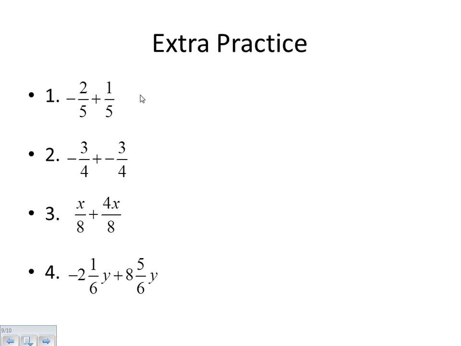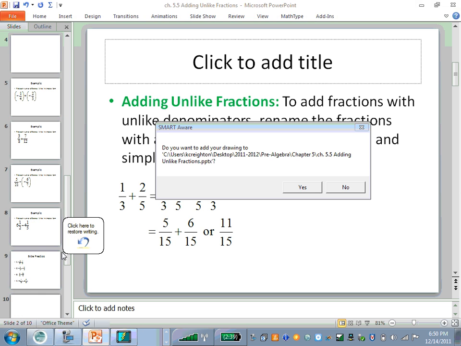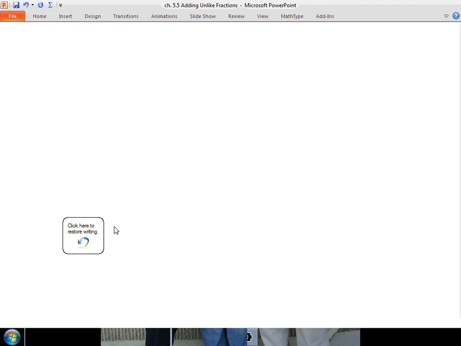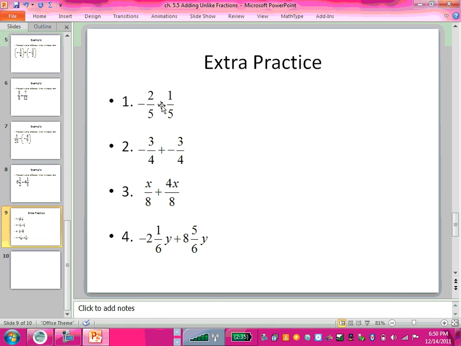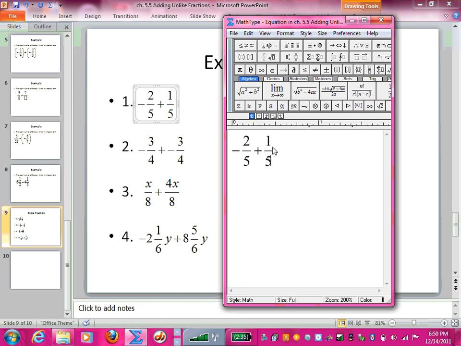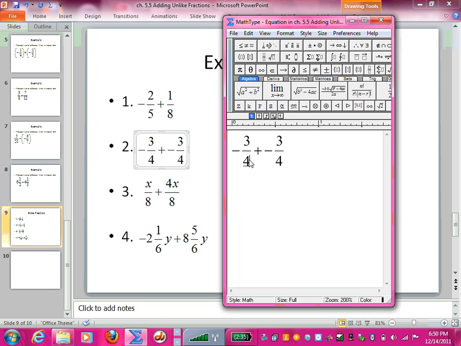Oh, goodness. They're not unlike fractions. Hold on. And 8. I'm so sorry, guys. Go ahead and fast forward me to the end so we can get this.